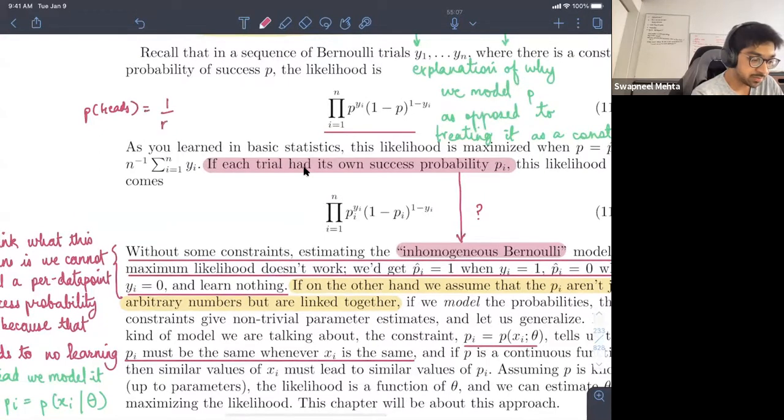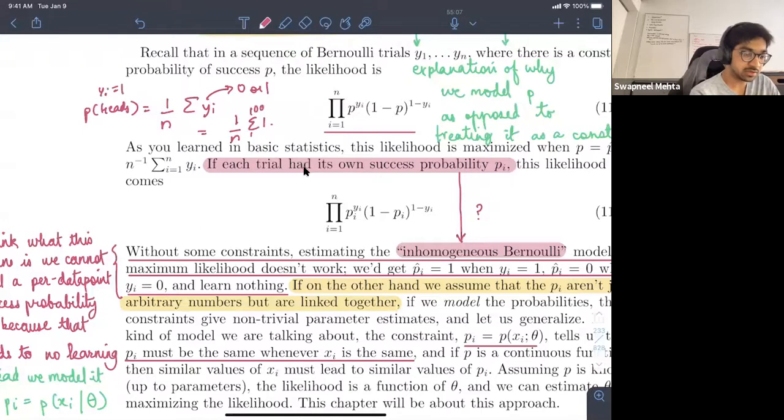You're basically doing 1 by n times the summation of yi, because yi can only be 0 or 1. And so just summing this up gives you the probability of the ones. So yi is equal to 1 is equal to 1 by n times the summation of 1, however many times 1 occurred in those 1 to 100 trials. Hopefully that's clear. So that's all that this is saying.